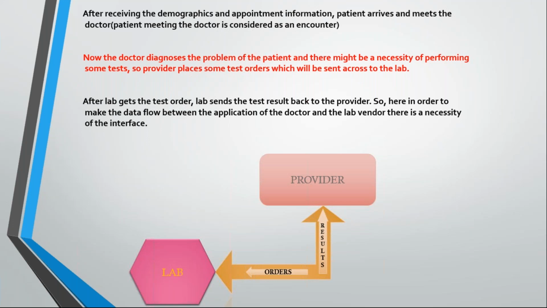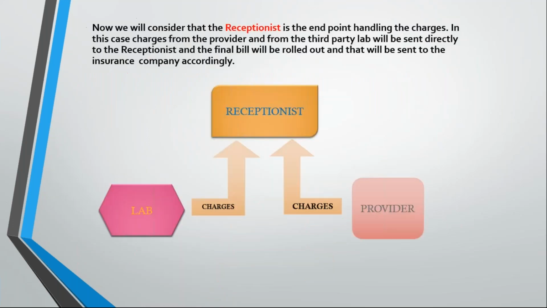Once the result is sent back to the provider, the doctor will check what kind of problem the patient has. Based on that, they will conclude a few things and prescribe the medicine to the patient. After that is done, they will send the charge related information from the provider and the lab to the receptionist, and the receptionist will bill the patient. If the patient has to pay the fee directly, they will pay it there itself. Or else, as we know, in the US most things are done through insurance, so the receptionist will raise an insurance claim and send it to the insurance company.